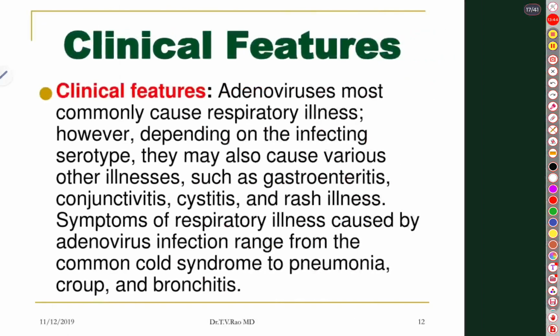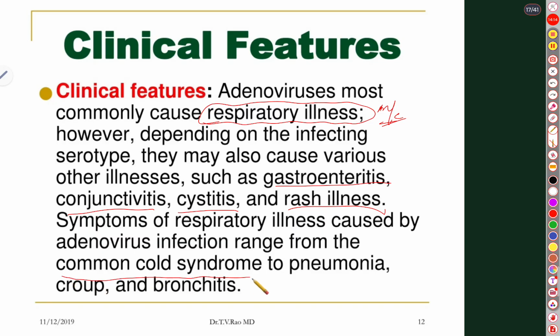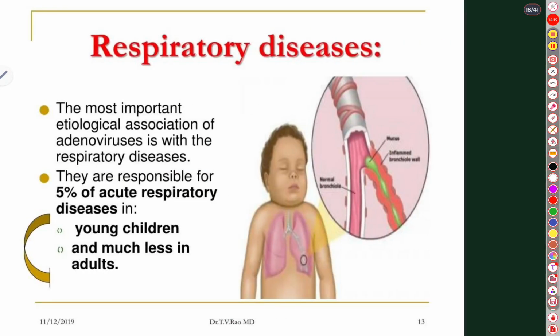So slightly reading it in detail. The clinical features. Adenoviruses most commonly cause respiratory illness. However, respiratory illness is the most common type of clinical feature. However, depending on the infective serotype, they may also cause various other illness such as gastroenteritis, conjunctivitis, cystitis, rash illness. The symptoms of respiratory illness caused by adenovirus infection range from common cold, starting from the common cold, it can go up to pneumonia and bronchitis. Okay? Okay. So first starting with the respiratory diseases.